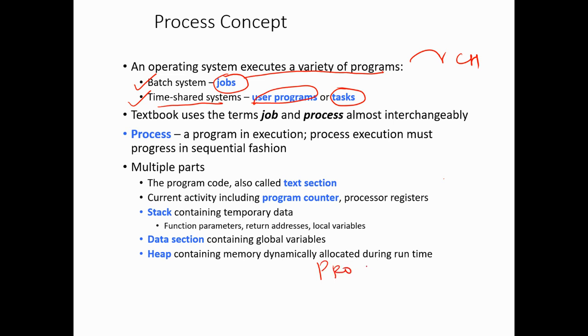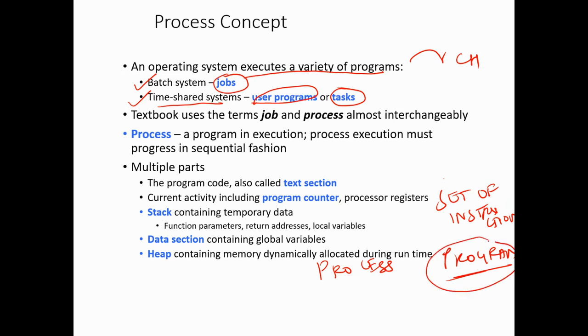Let's have a program. We already learned what a program is. A program is nothing but a set of instructions used to solve a particular problem. Am I right? But we don't know whether the program is under execution or not. We say that if the program is under execution, then that program is called a process. Very simple, guys. When a program is under execution, then that program is called the process.